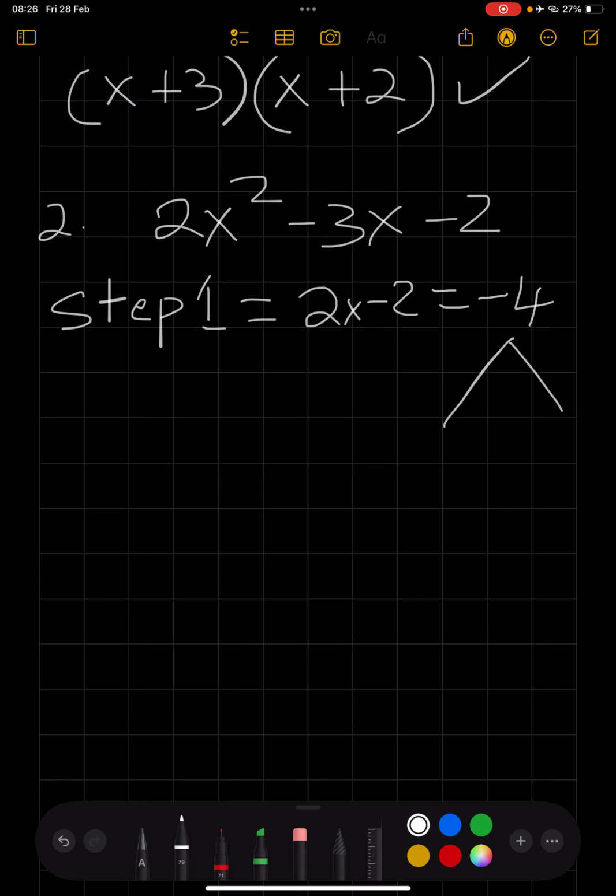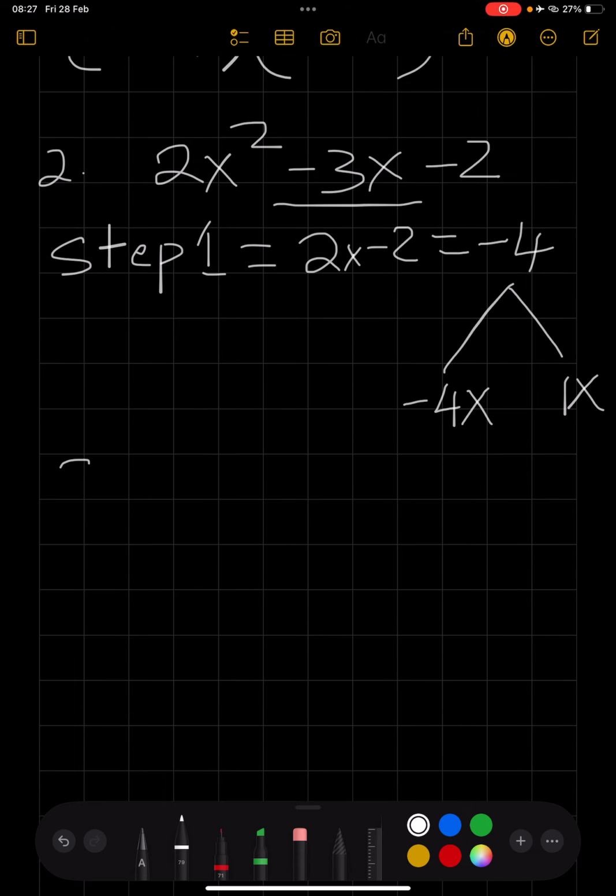And we need two numbers that will multiply to negative 4 and add to the middle term, which is negative 3. So I see that those numbers are negative 4 and 1. Negative 4 times 1 is negative 4. Negative 4 plus 1 is basically negative 3. Now I can write x here and x there, and then I'm going to replace the middle term with these two numbers. So we have 2x squared. We rewrite the minus 3x with minus 4x plus 1x minus 2.